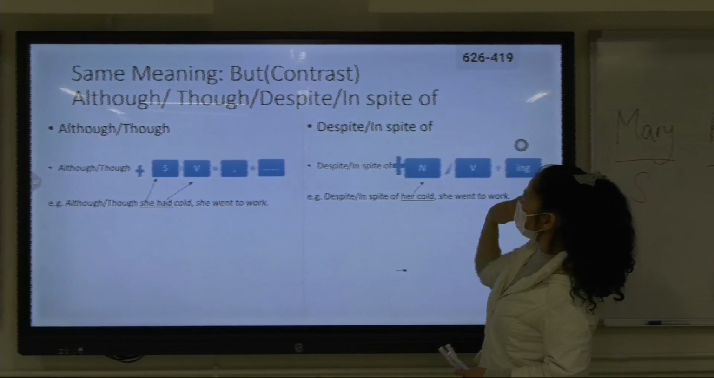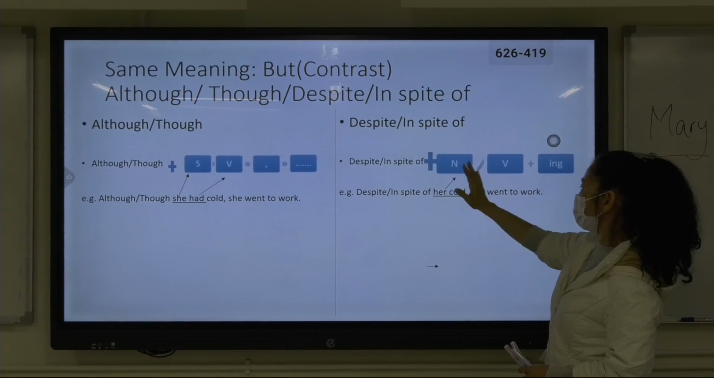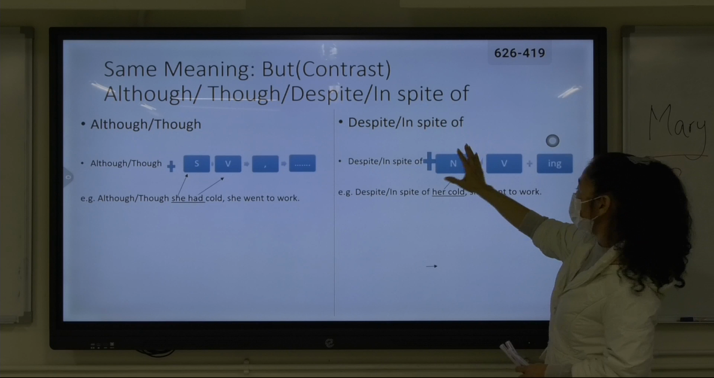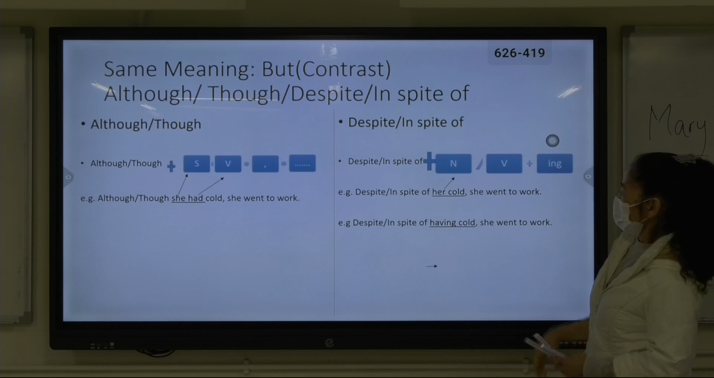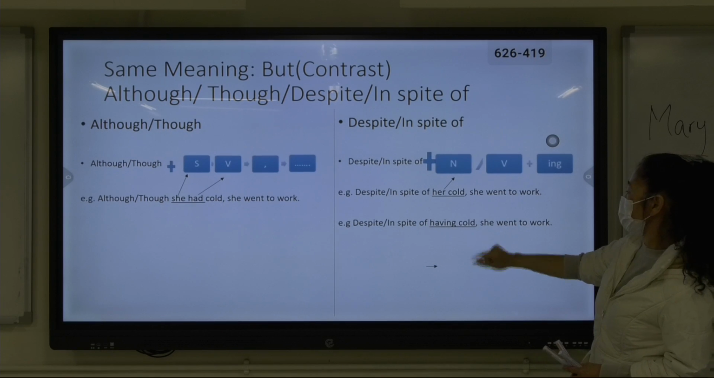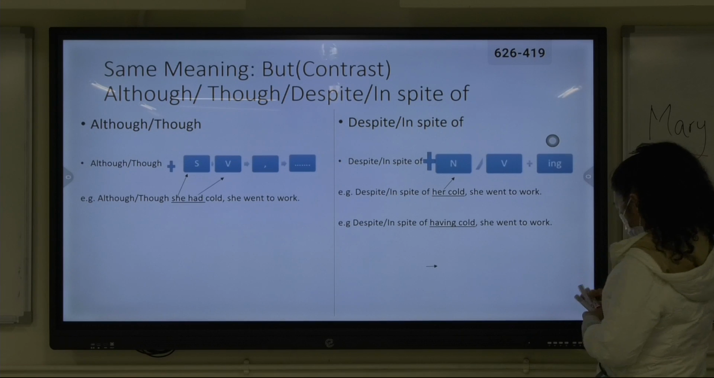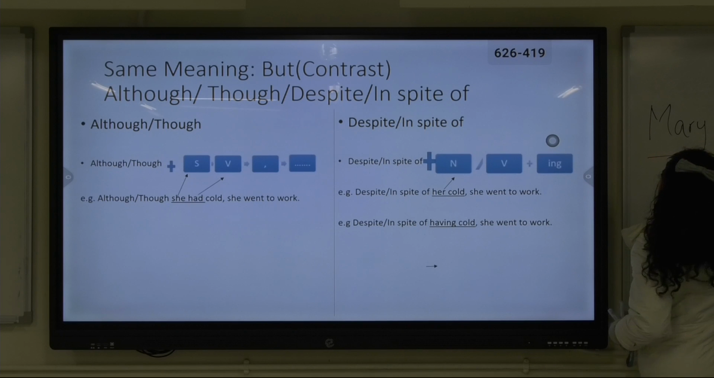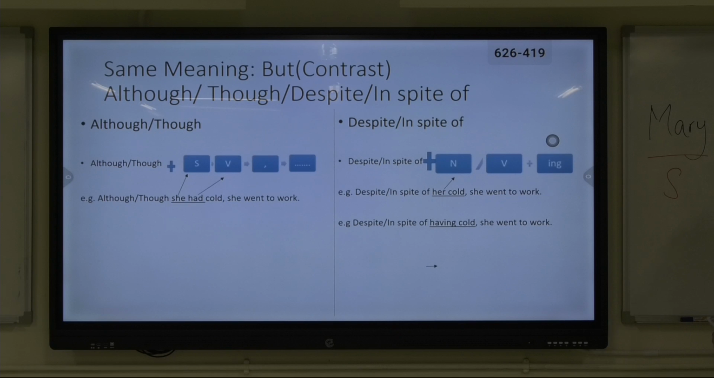If you don't want despite or in spite of to be followed by a noun, you can change it. Not a noun, but verb plus ing. So in this case, what can we do? In spite of plus verb plus ing. Look at the verb here. This is the verb. We use the present tense first, that is have. So plus ing, this verb becomes having.